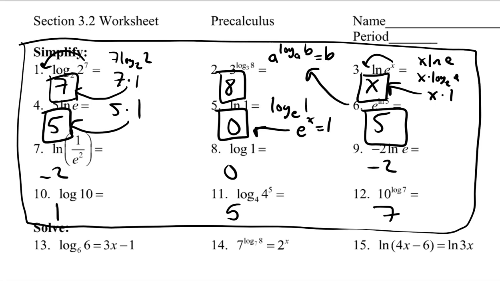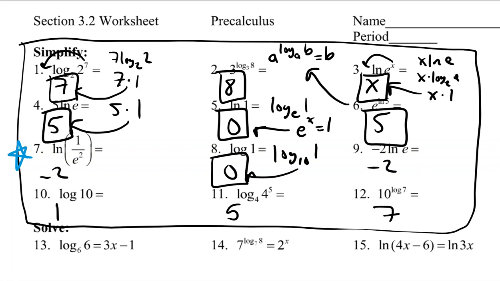Number 7 is probably the most missed one in past years, so I'll put a star by that and come back and do that one a little bit slower. But number 5 and number 8 are basically the same thing. This is saying 10 to what power gives you 1? 0. Anything to the 0 power gives you 1.